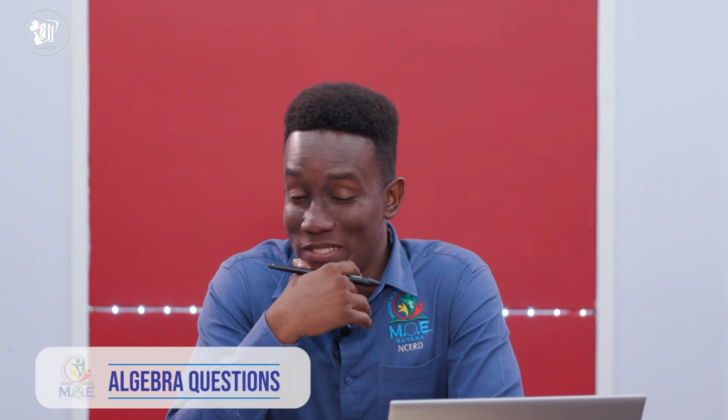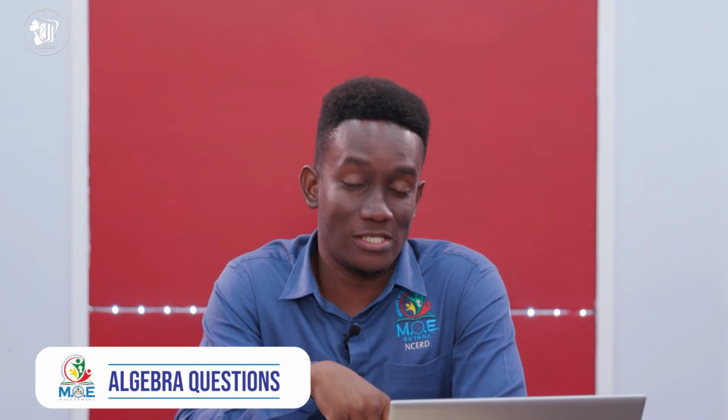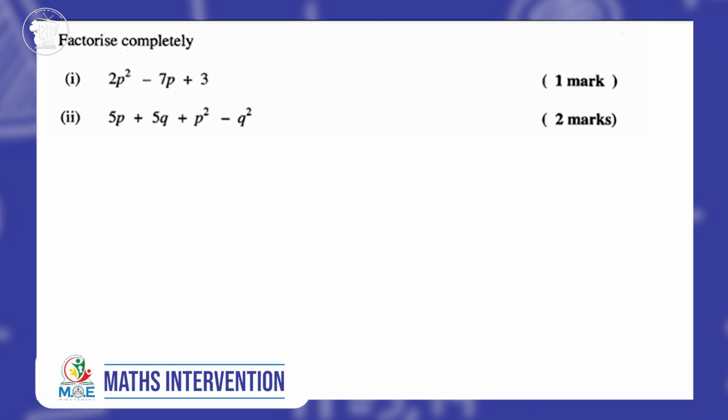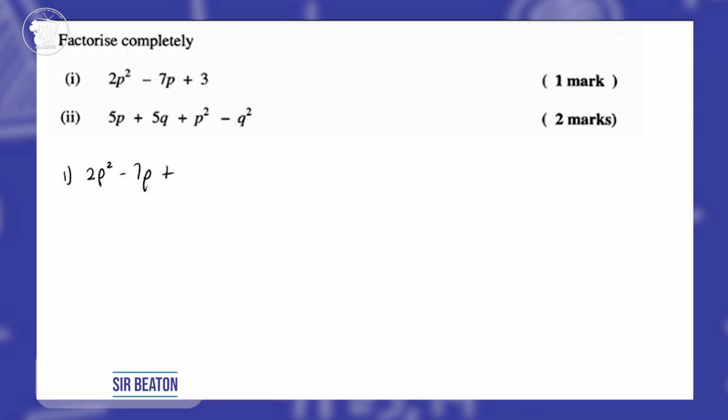In this video I will be tackling some algebra questions, so let's head straight into the first one. The question says, factorize completely. I have the first one, and it's 2p squared minus 7p plus 3. I want to factorize this one completely.